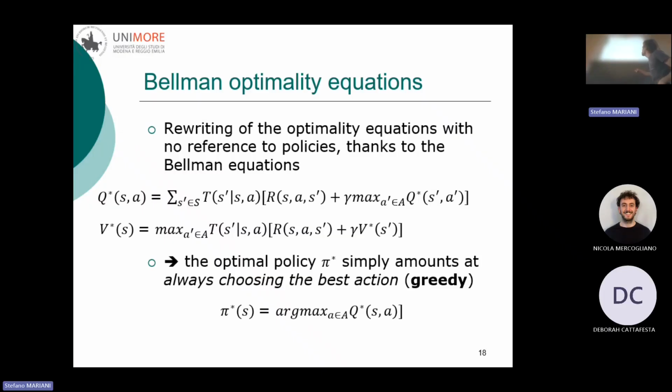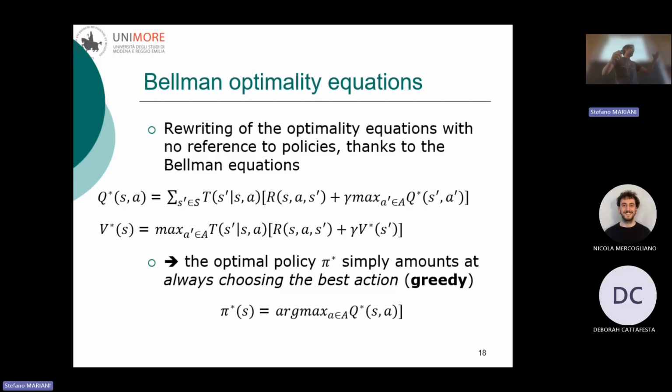So the optimal policy is called a greedy policy because it amounts to simply choosing the best action. And you cannot make mistakes. Okay? If you estimate all the state action combinations or all the states, you do not make any mistake. You immediately can calculate your optimal policy.